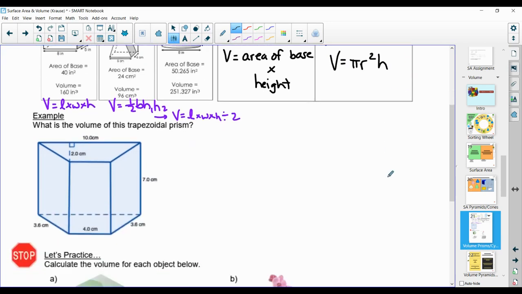All right, so let's take a look at the first object here. So we're asked to find the volume of the trapezoidal prism. Now with the trapezoidal prism, again, we have to find the area of the base, so that means it's going to be a trapezoid, and then we multiply by the height.